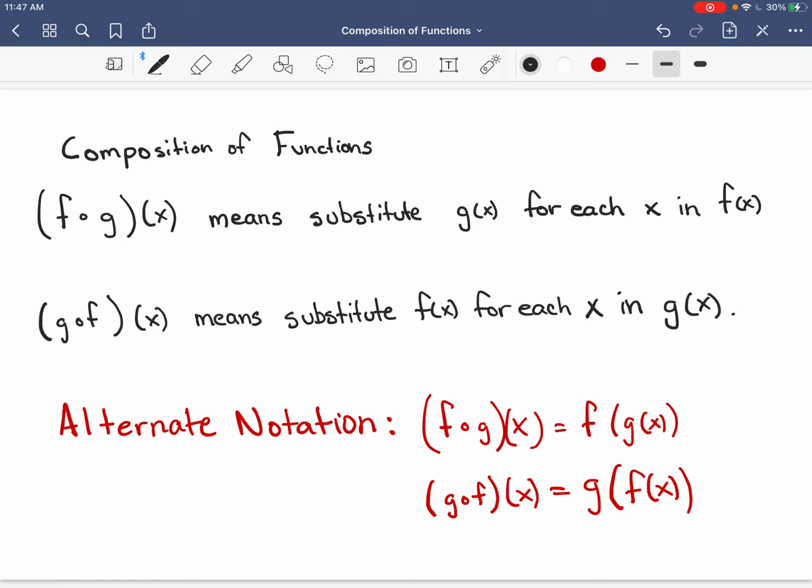There are a couple of notations that we have for composition of functions. We have f, and this little circle means composed with. Let's make a note here. This symbol means composed with. So f composed with g of x means you need to substitute g of x in for each x in f of x, and g composed with f of x means substitute f of x for each x in g of x. The alternate notation you may see is either f of g of x or g of f of x, depending upon which thing you have to compose. It's a very straightforward process that just requires some algebra.